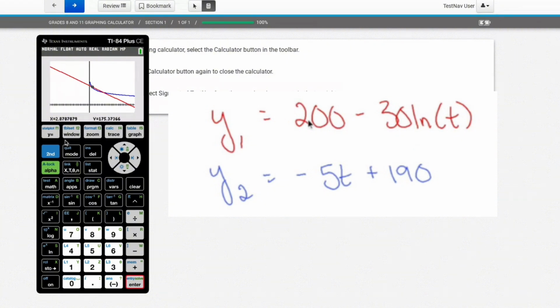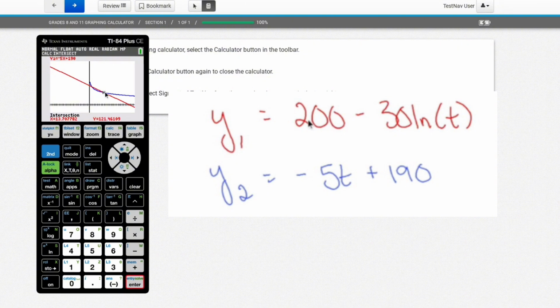So this original guy isn't going to do it. So we have to hit intersect again. So second trace intersect. Let's go over here, make sure I get close enough, but not too close, just to the left of it. Hit enter. Let's move just to the right of it. Hit enter. Always hit enter for guess. And it's giving me 13.7077.